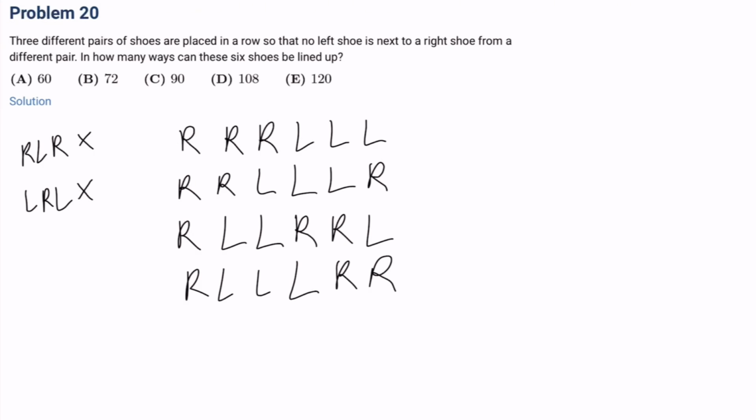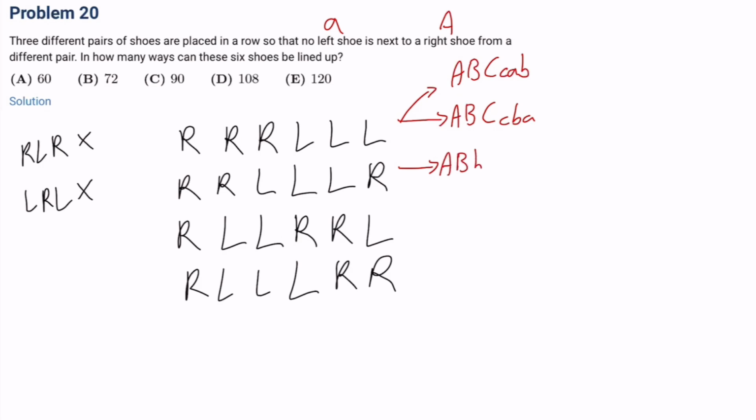And if we say that left shoe is small a and right shoe is big A, this actually has 2 possibilities. We can do A, B, C, C, A, B, or A, B, C, C, B, A, like that. Those are 2 distinct arrangements, right? And for RRLLLR, we have only 1 possibility. That's going to be A, B, B, A, C, C. RLLRRL, that's going to be A, B, B, C, C. And RLLLRR, that's going to be A, B, C, C, B. I feel like I'm reading drum movements.